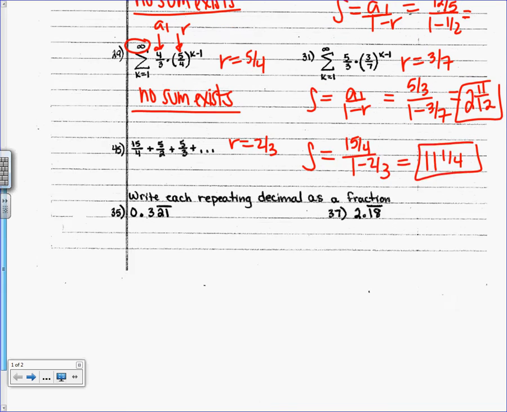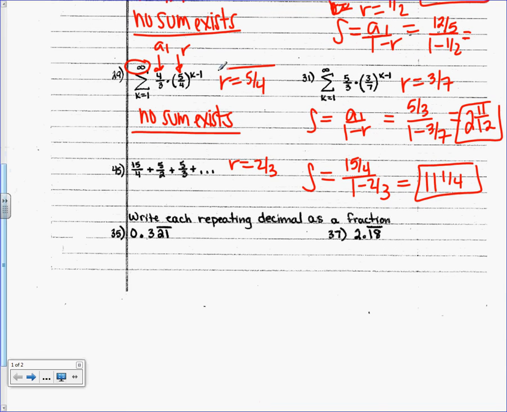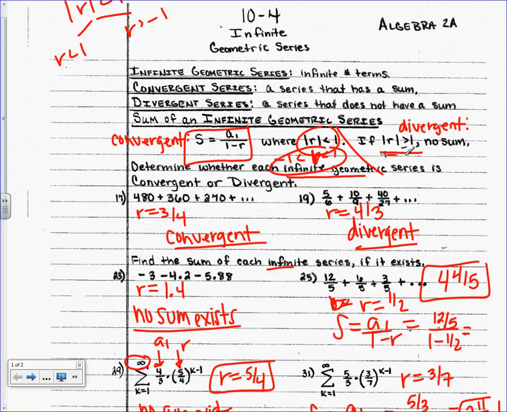Number 29 did not have a sum because this is bigger than 1. This is 1 1/4. So if you go back up to the top, bigger than 1 is no sum, and 1 1/4 is bigger than 1. Does anybody have a question?